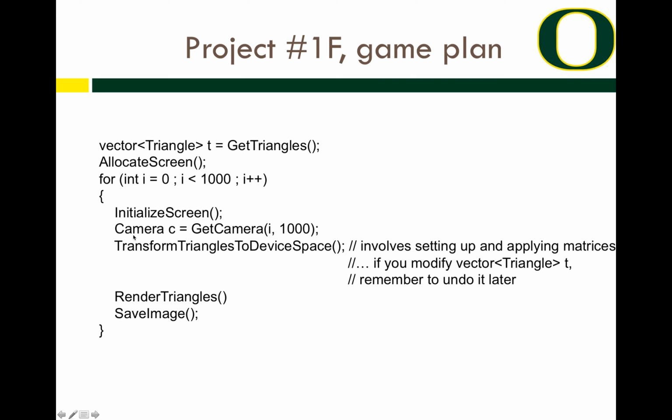Then you'll get the camera, that's just calling my stuff, and then you need to transform the triangles to device space, and this means you have to set up the matrices based on the camera and apply them to the triangles. And by the way, if you modify the vector of triangles, you got to undo it later. I do not want you to just run your program 4 times with 0, 250, 500, 750.